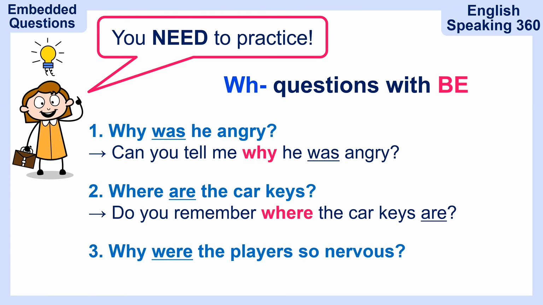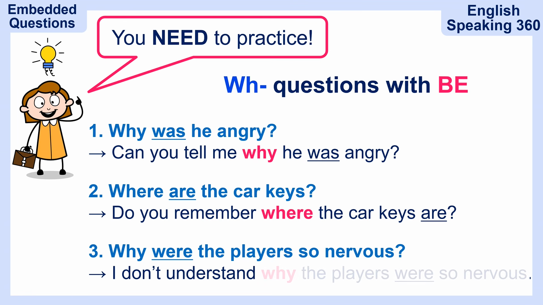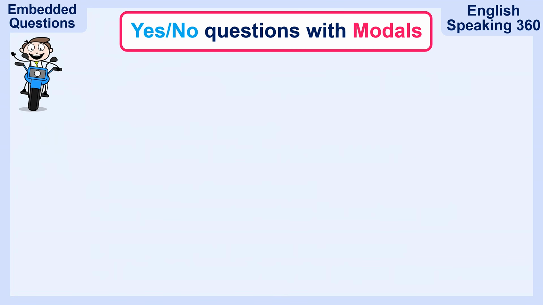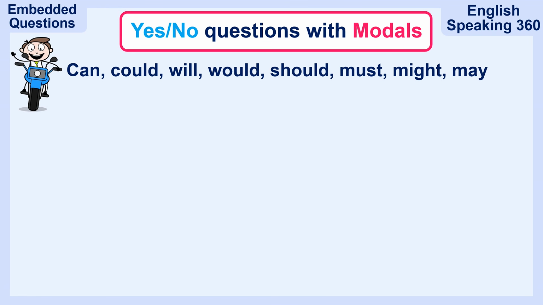Number 3, why were the players so nervous? I don't understand why the players were so nervous. The verb to be goes after the subject, and the subject is the players. Let's move on to yes-no questions with modal verbs like can, could, will, would, should, must, might, and may.